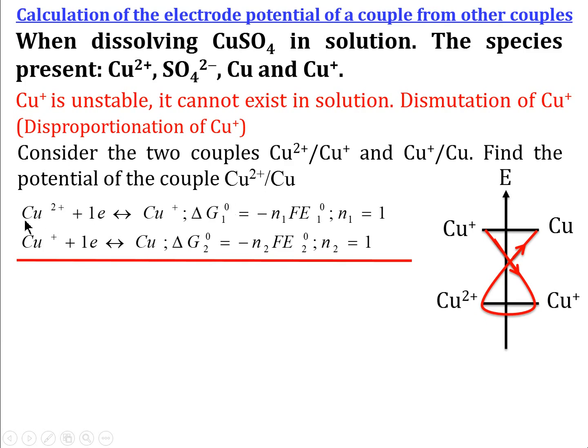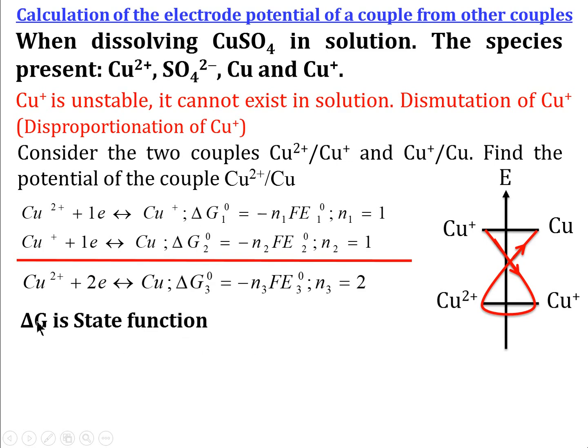ΔG01 of this half reaction equals minus N1 F E01, and N1 is equal to 1. For the couple Cu+/Cu, we write the half reaction Cu+ plus 1 electron gives Cu. ΔG02 for this half reaction equals minus N2 F E02, and N2 in this case is also equal to 1. For the couple Cu2+/Cu, we write the half reaction Cu2+ plus 2 electrons gives Cu, and ΔG03 equals minus N3 F E03, and N3 in this case is equal to 2. Note that we want to find E03.